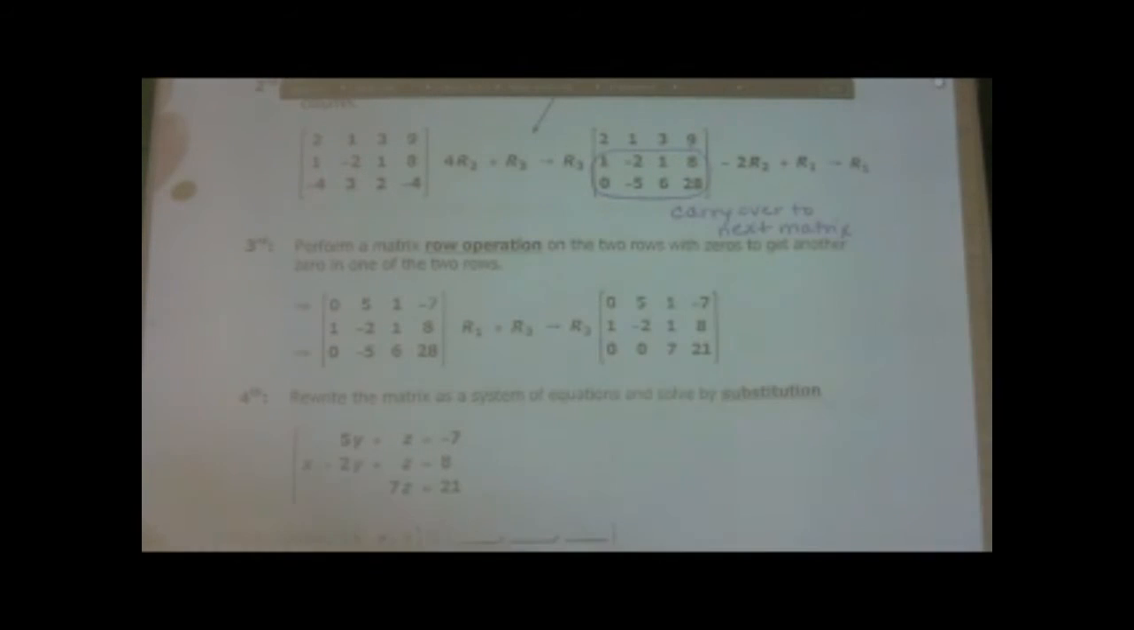And here's what you notice. These two rows, carry them over to the next matrix. All right, so all I did was elimination. I'm just writing it a different way. So I carried those bottom two rows to my next matrix.